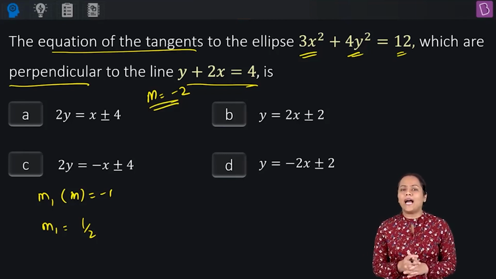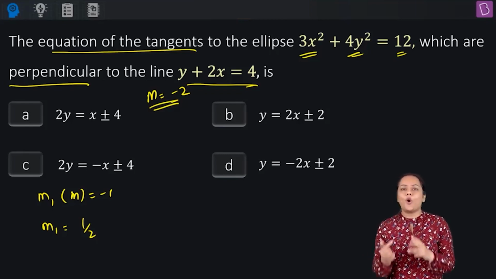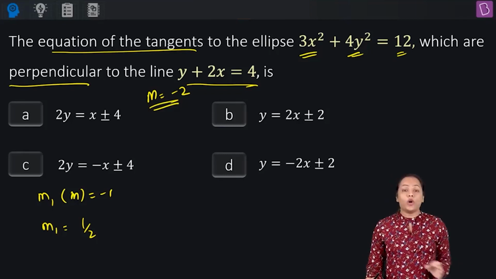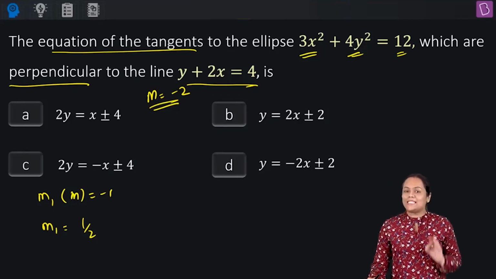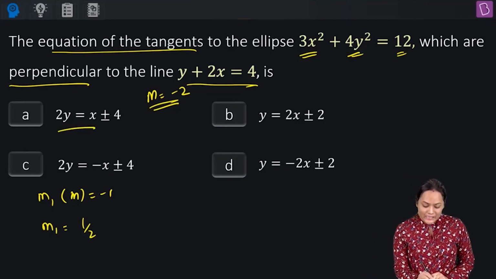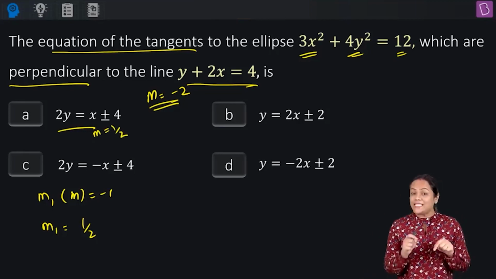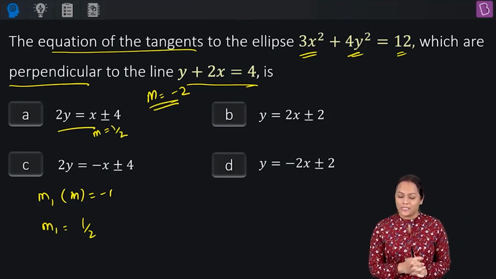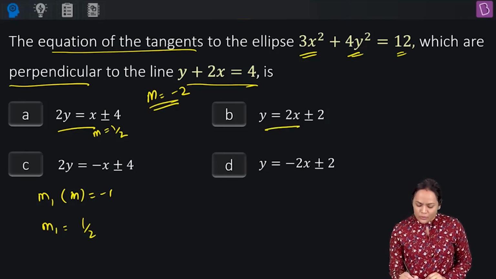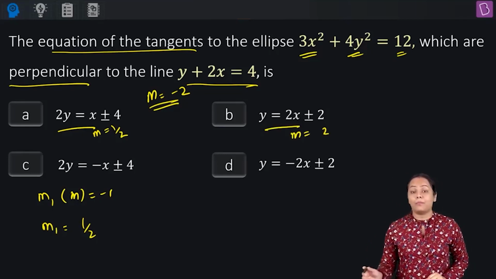And before doing that, we'll quickly also go by elimination of options. Yes, that is a quicker method. So if we do that, let's start from option 1. In option 1, we already know the slope of line is 1 by 2. That means it can be a probable answer. Coming to option B, y is equal to 2x plus minus 2. We know the slope of this line is m is equal to 2.